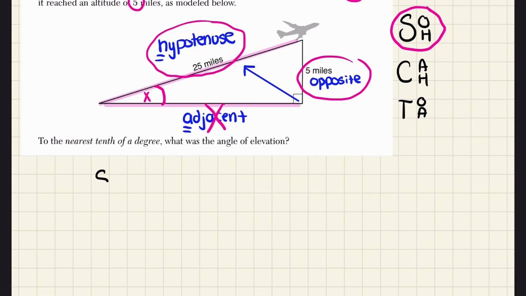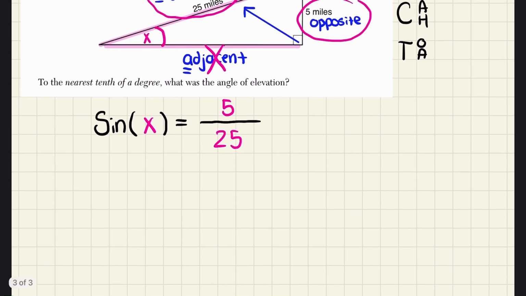So that's sine, and in sine always goes the angle. So in the trig function, we always put the angle, in this case, it's X. And that's going to equal my opposite side over my hypotenuse side. So my opposite side is 5, and my hypotenuse is 25. This is where things get a little bit different. So if you notice, the X is inside that function.